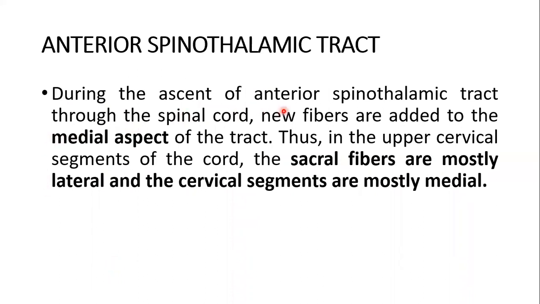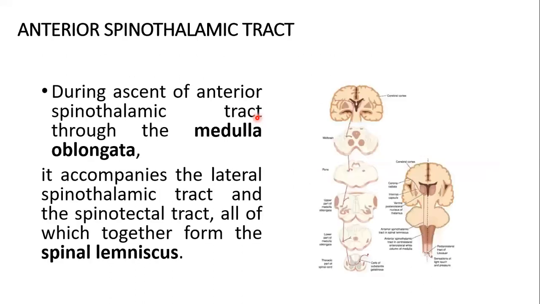During the ascent of the anterior spinothalamic tract through the spinal cord, new fibers are added to the medial aspect of the tract. Thus, in the upper cervical segment of the spinal cord, the sacral fibers are mostly lateral and the cervical segments are mostly medial. This is the lamination of the spinal fibers, which is helpful in interpreting the various diseases of the spinal cord, like the central cord syndrome, etc. We'll discuss that in our applied anatomy of the spinal cord.